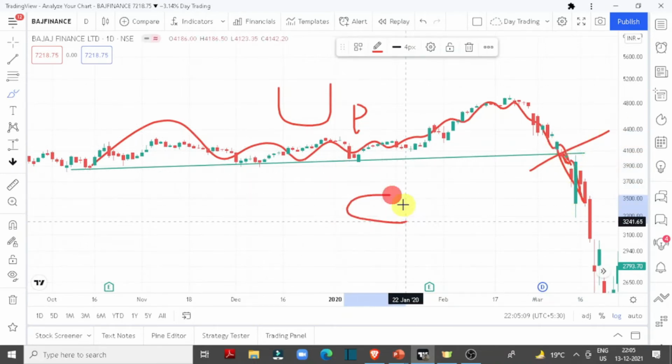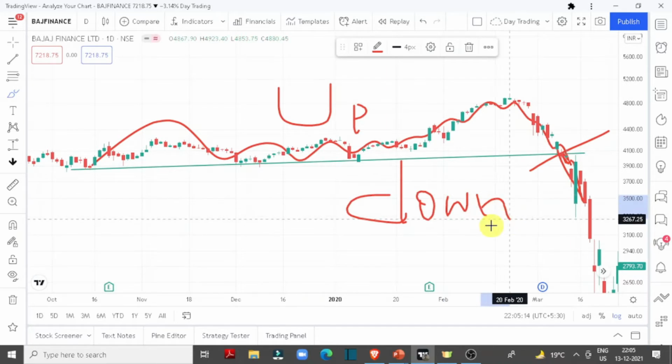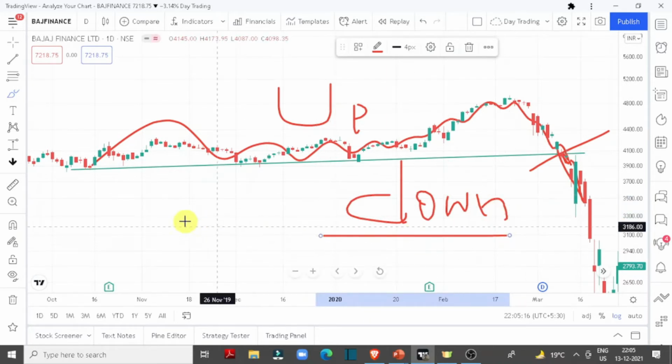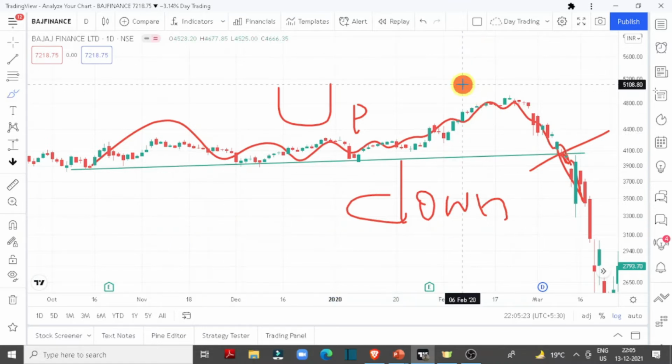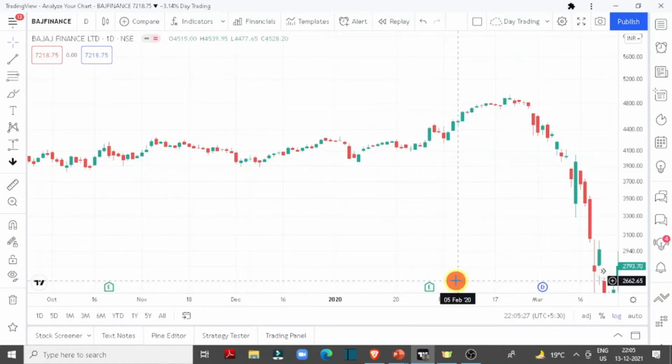So previously the trend was up, but now the trend is down. So these breakouts can help you identify trend reversals as well. So breakouts can occur in trend reversal as well as in trend continuation. I hope this thing is clear to you. Now let me remove this drawing and let's move further on.